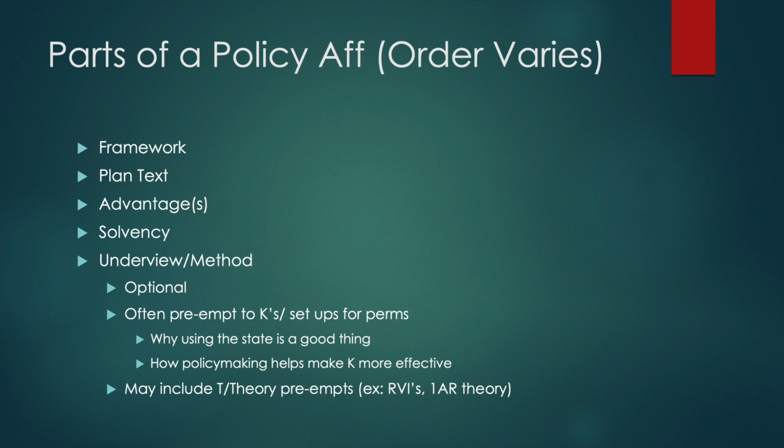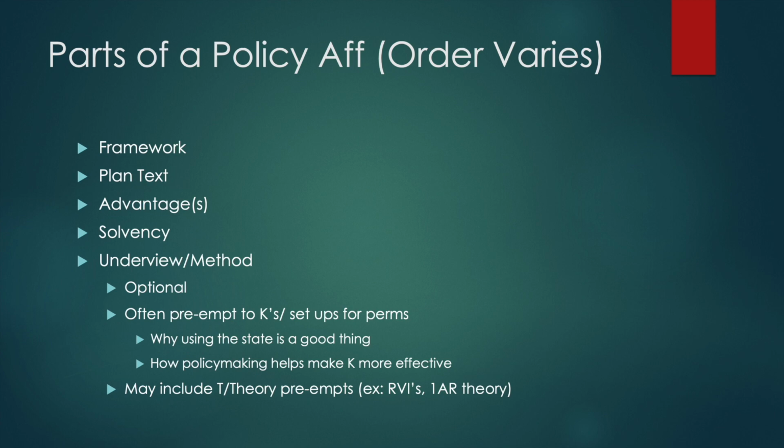So often you'll see preempts to Ks or setups for perms that make arguments about why using the state is a good thing or how policymaking makes the K more effective. That's ultimately to justify the fact that the AFF is still a good idea, even if the K proves that, like, prefiat the state is bad, or the mindset shift of the alt is desirable. The method section sets up the argument that using the state is good, even if the state is inherently bad or has done bad things, or sets up the argument that we have to do policymaking in order to make the mindset shift of the alt more effective, stuff along those lines.